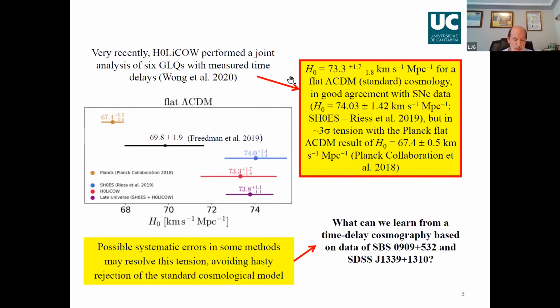The big question is whether this tension is due to possible systematic errors in some methods or has a physical origin. And in this talk, we use 2 double quasars of the GLENDAMA sample, 0909 and 1339, to discuss the Hubble constant in a standard cosmology.